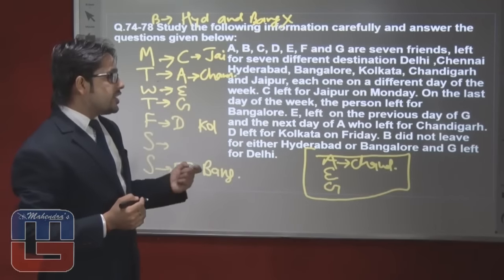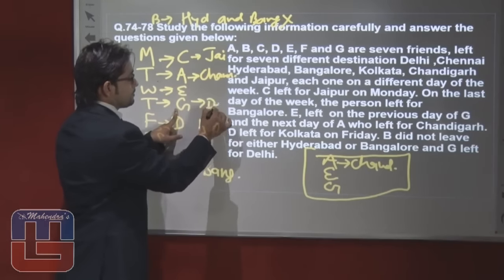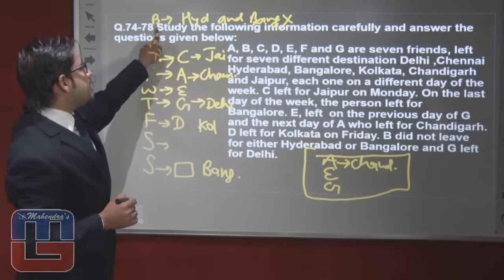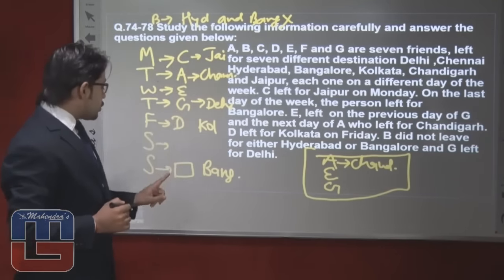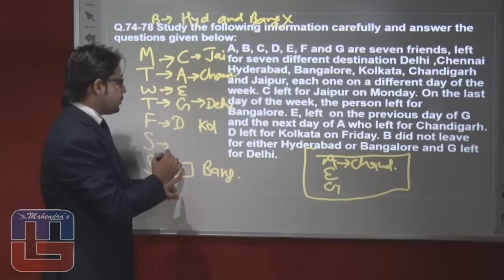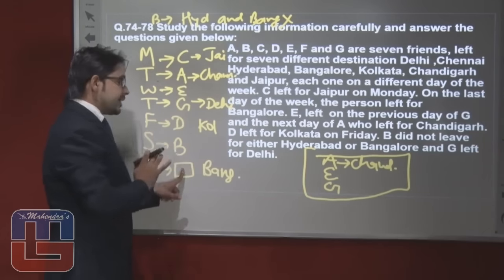Last statement is saying G left for Delhi. You can write here G left for Delhi. Now the storage information is this, that B didn't go to Hyderabad and Bangalore, so we cannot write B here. Only one place is left for B, that is Saturday. We can mention B on Saturday.